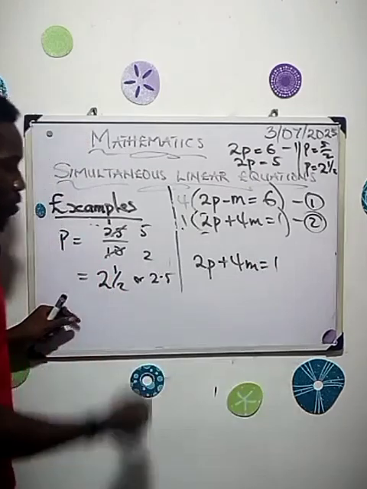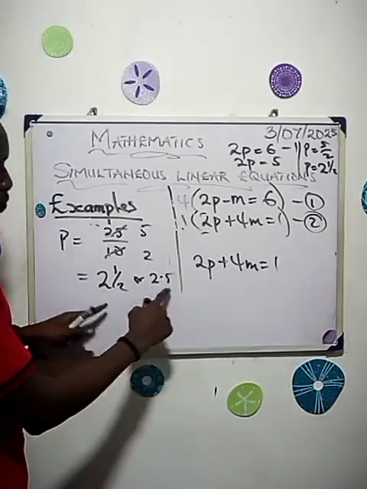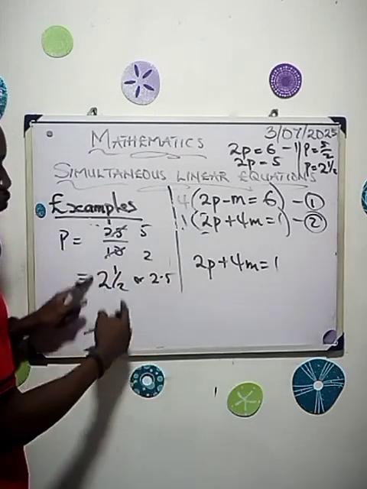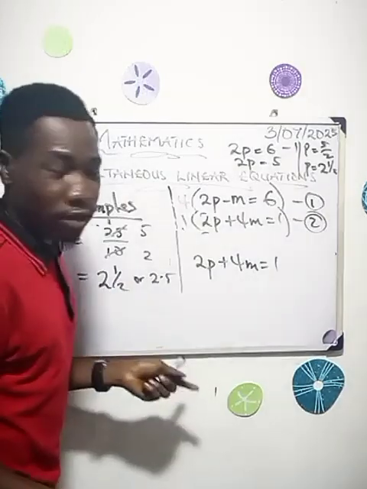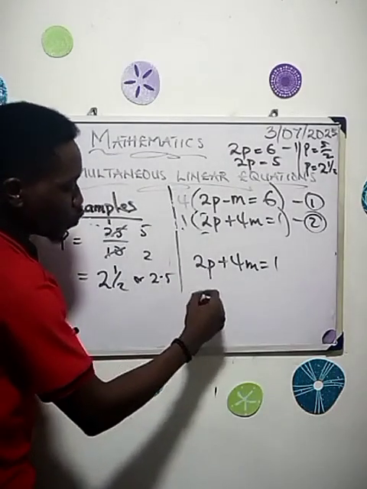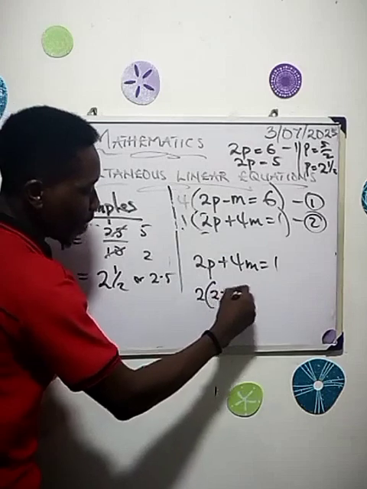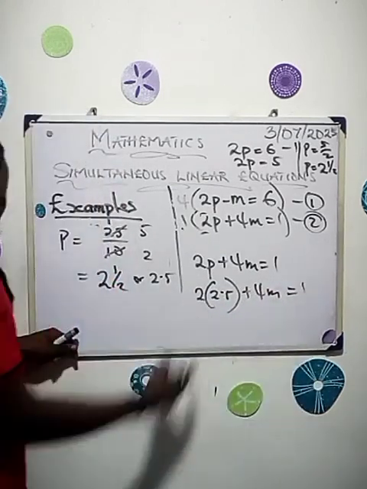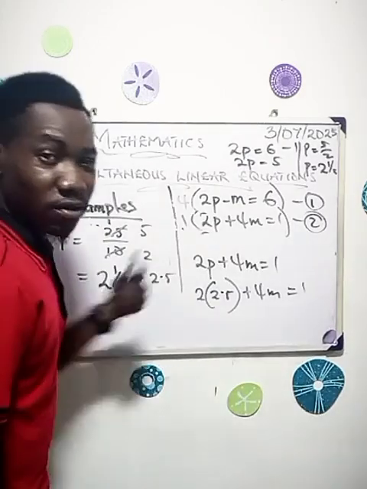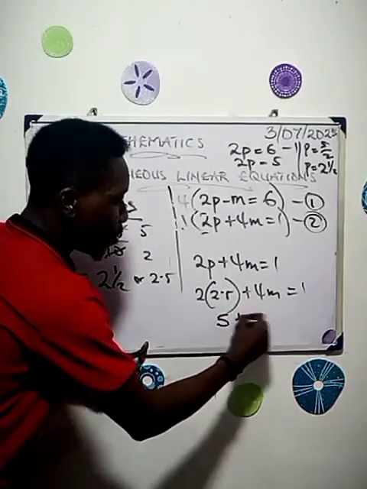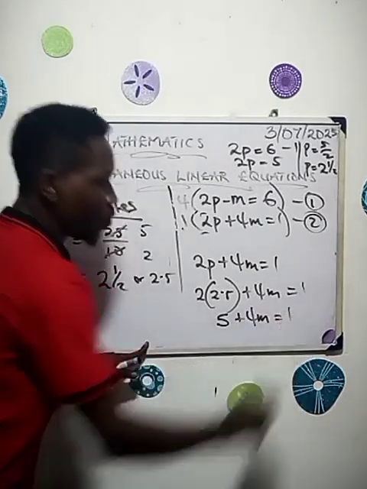That's the equation. And the value of p we got was 5 over 2 or 2.5. Any of them we can use. Let's use 2.5. At least with that we can get whole numbers. So 2 times 2.5 plus 4m equals 1. 2 times 2.5 will give us 5. So that's 5 plus 4m equals 1.